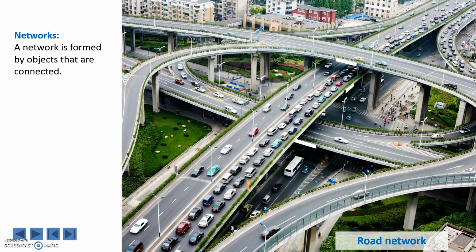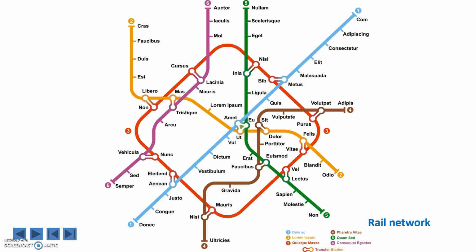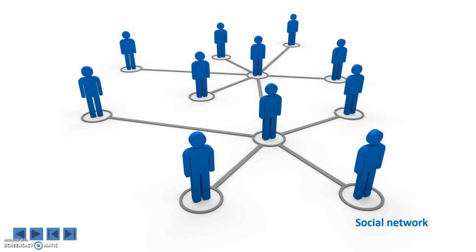Simply, a network is formed by objects that are connected. Okay, so we could draw a network from this information of a road network. We can draw a network relating to computers, a rail network, and we could even draw connectedness between our friends in a social network.